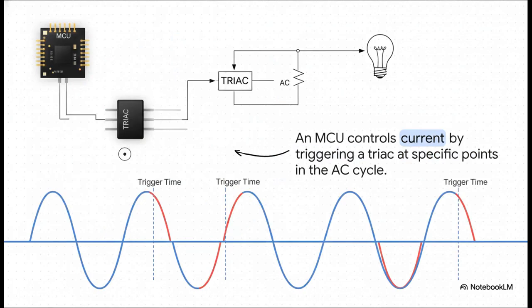So, how do you dim a light with a triac? It's a really cool technique called phase angle control. The microcontroller watches the AC waveform as it goes up and down. Instead of turning the triac on right at the beginning of each wave, it waits for a tiny, calculated amount of time, the trigger time. By delaying when it turns on, it effectively chops a piece out of the waveform. The later it triggers, the bigger the piece it chops out, and the less power gets through to the lamp. This is exactly how most modern light dimmers work.